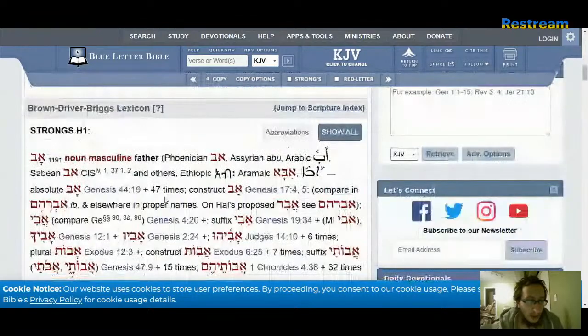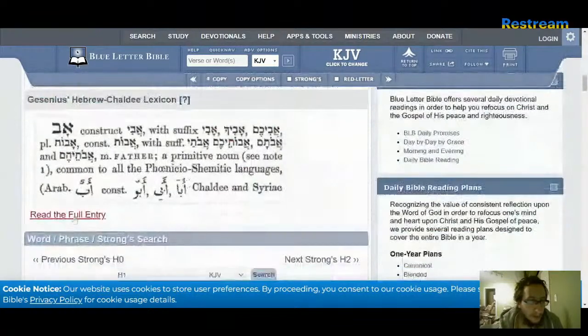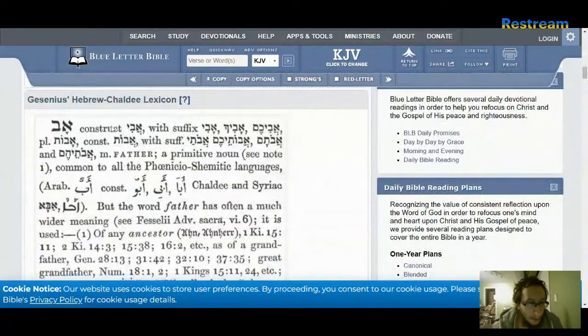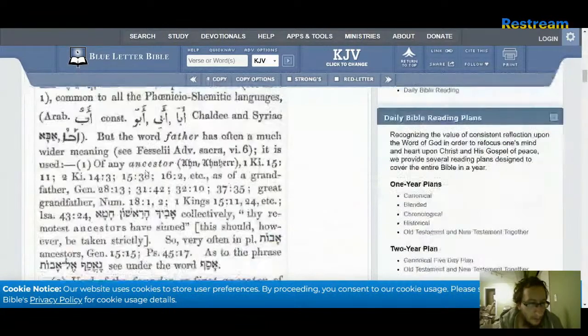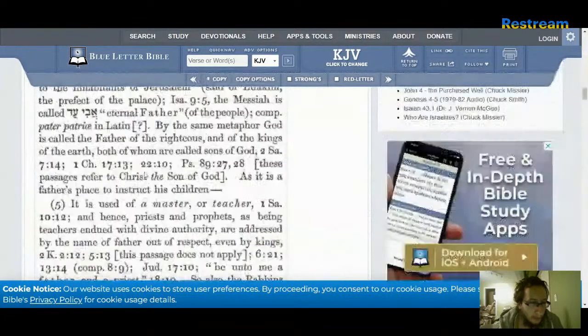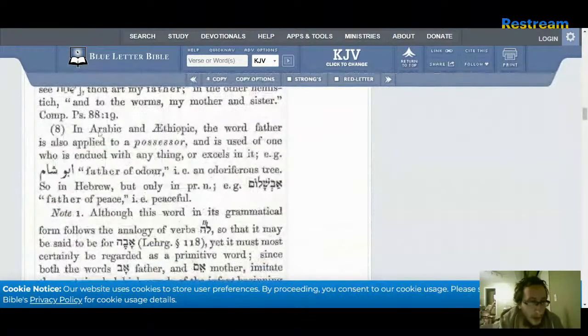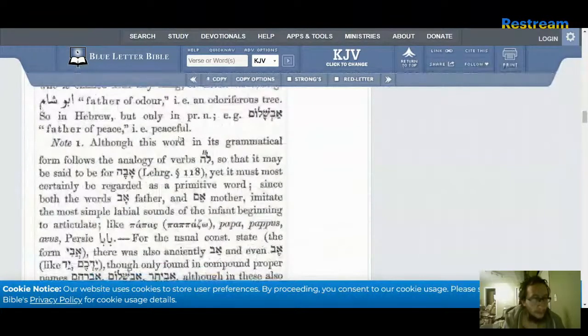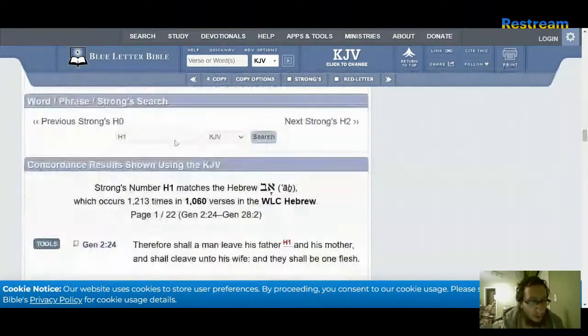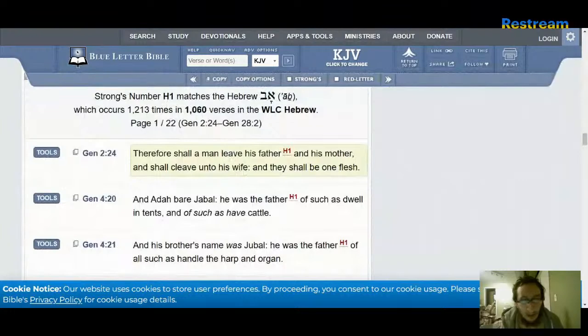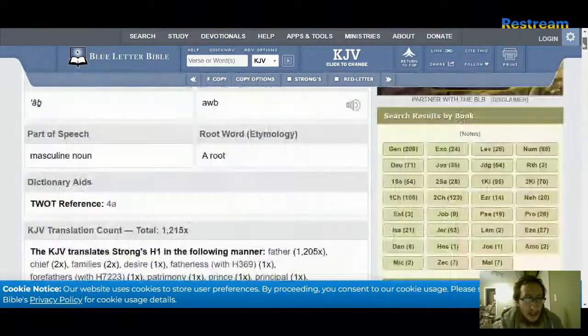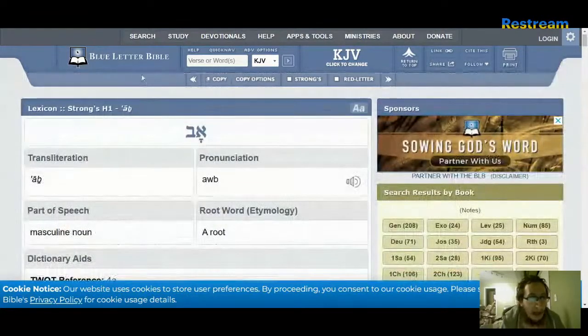So you'll see how it's used. And it gives a little entry here, some etymology, the Blue Letter Bible. It shows, see, Arabic and Ethiopian. So you can get a lot of information from Blue Letter Bible. So I highly recommend Blue Letter Bible. So the first word we're going to be discussing is probably Av.